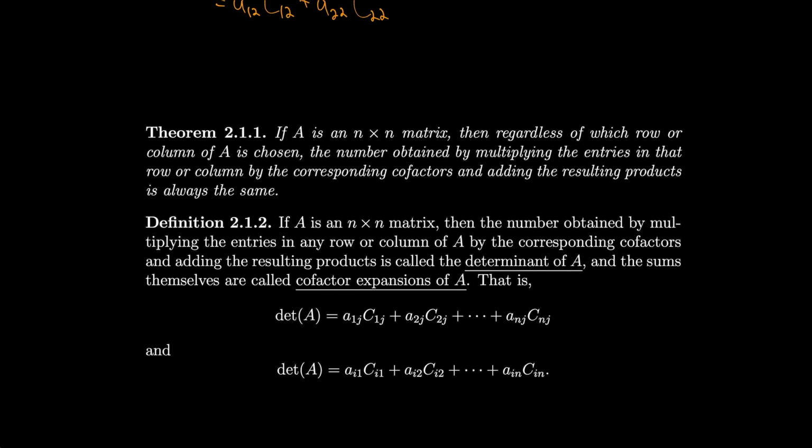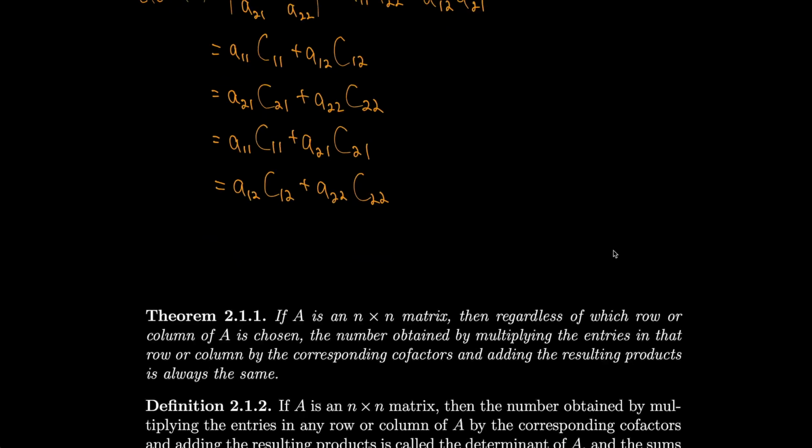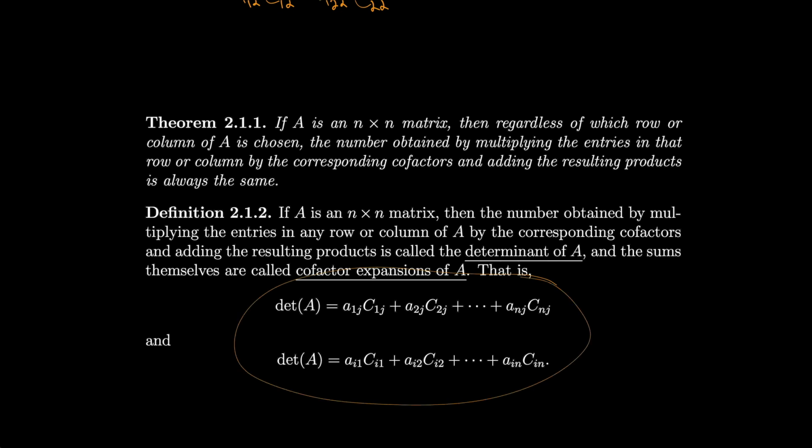That allows us to make this next definition. If A is an n by n matrix, then the number obtained by multiplying the entries in any row or column of A by the corresponding cofactors and adding the resulting products is called the determinant of A. The sums themselves are called cofactor expansions of A. So now we have a way to compute n by n determinants. Before, we could only do them for 2 by 2 matrices. We're just basically going to generalize this concept over here to bigger matrices and look at this computation over here.